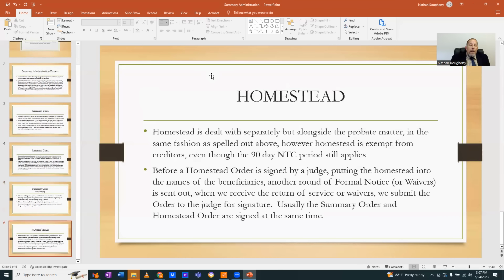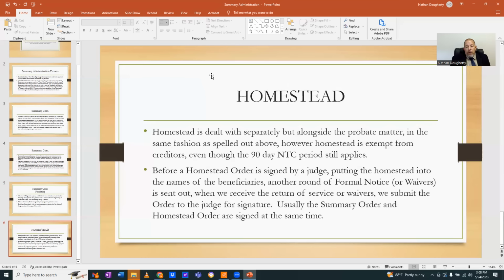Now, homestead. Homestead is not technically an asset of probate. However, we deal with it during the probate process. Now, like the summary order for other assets, such as a lot, bank accounts, money market accounts, that sort of thing, you get a summary order that we just discussed. For homestead, you're going to get a homestead order signed by the judge. Now, homestead's exempt from creditors, all creditors, including myself. We still need to abide by the 90-day notice to creditor period, though.